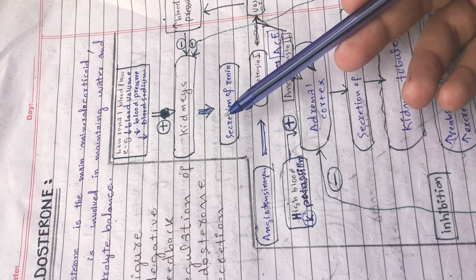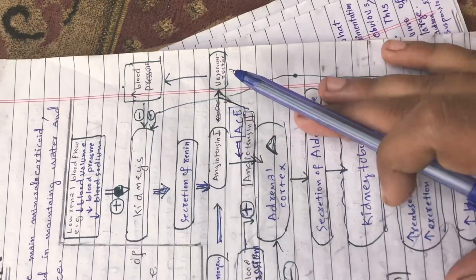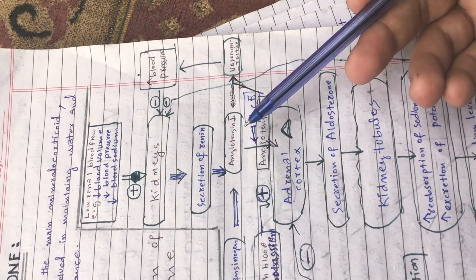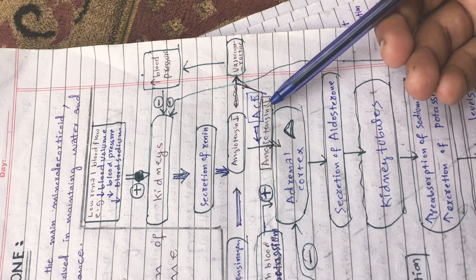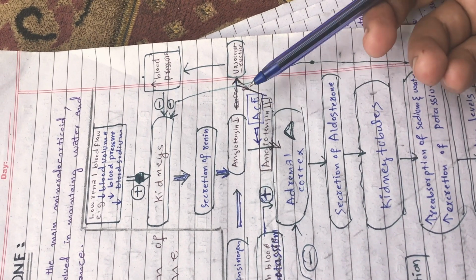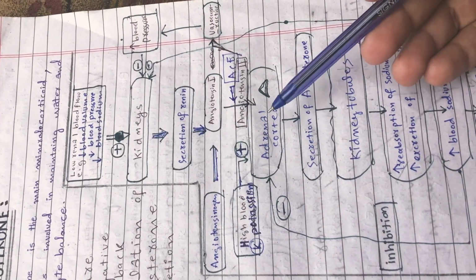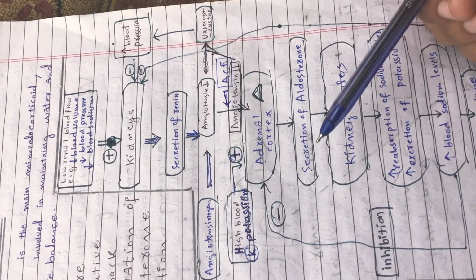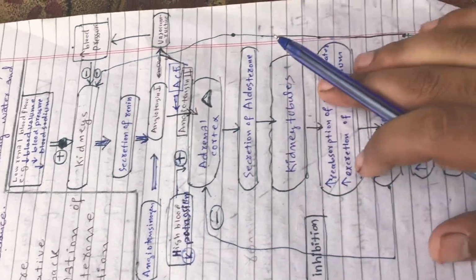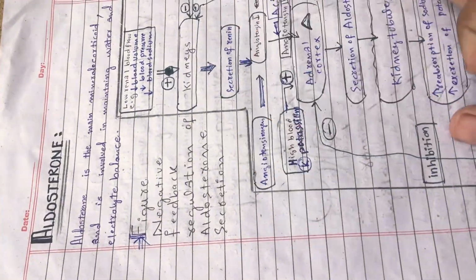This protein is converted by renin to angiotensin 1, and in the lungs angiotensin 1 is converted into angiotensin 2 by an enzyme, angiotensin converting enzyme. Then the adrenal cortex secretes aldosterone, and reabsorption occurs in the kidney tubules. All this is what aldosterone is.